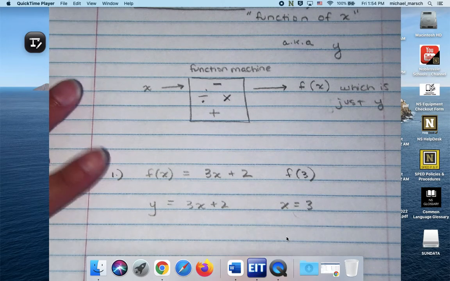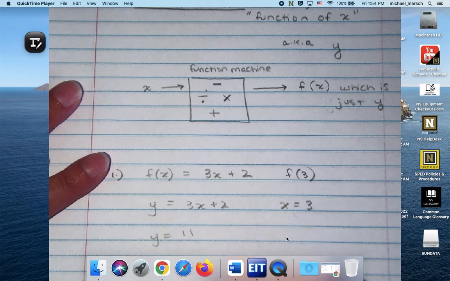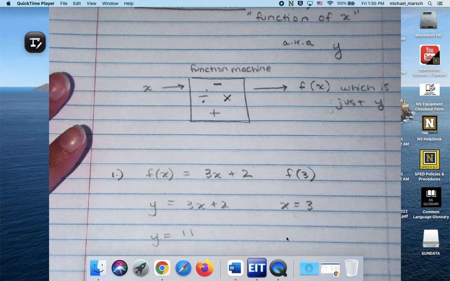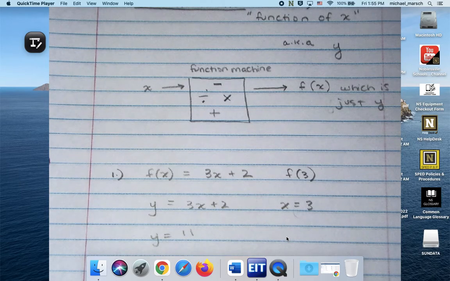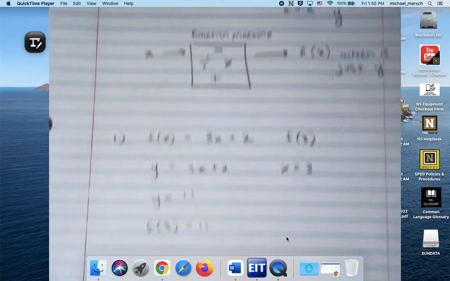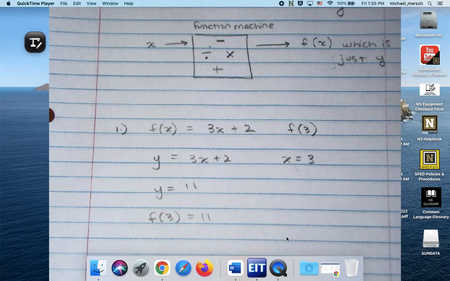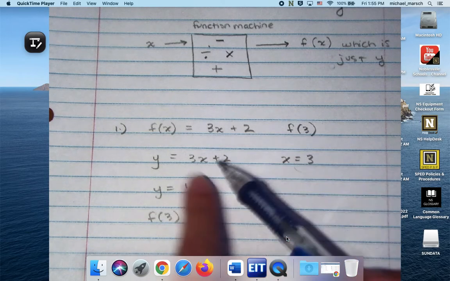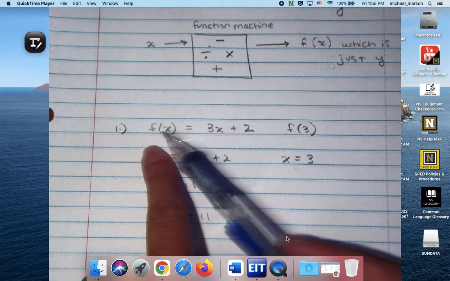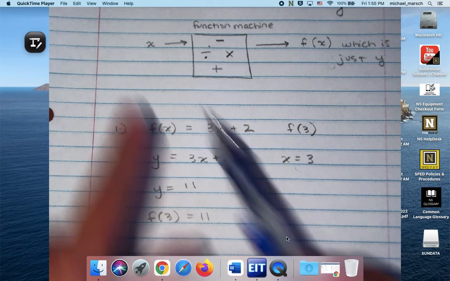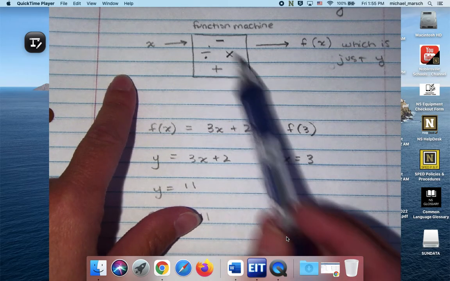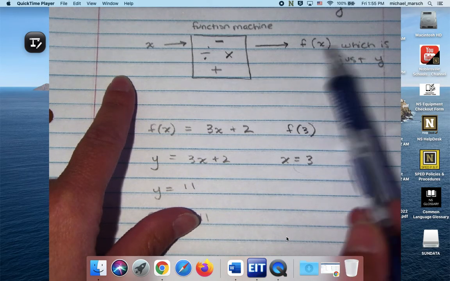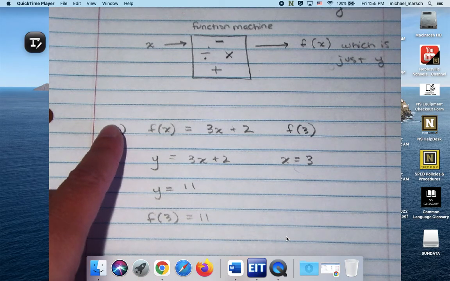So what would y equal? 11. So that also tells us that the function of 3 equals 11. Yeah? You guys seeing how they're the exact same thing, just different symbols? So all we did was we took this number, we put it into here, and we got the function of that number. So it's like we put 3 in, we multiplied it times 3, added 2, out came our function of 3, which is just our y, which gave us 11.